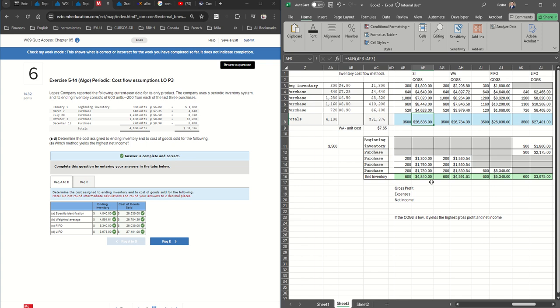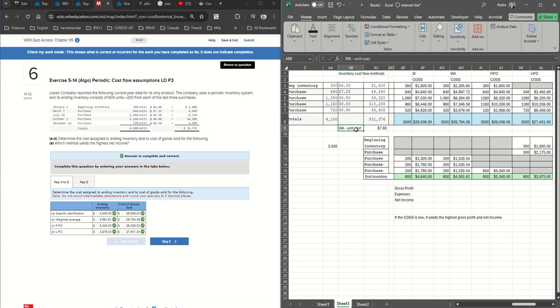In the second one, we can also start by figuring out the end inventory right here, making the same calculation. But in this case, another important data that we have to obtain is this one, the WA unit cost. You must remember that this method needs the calculation of the average unit cost.